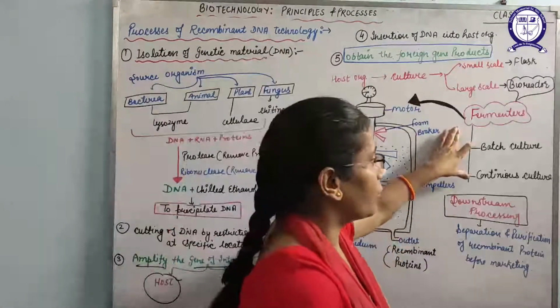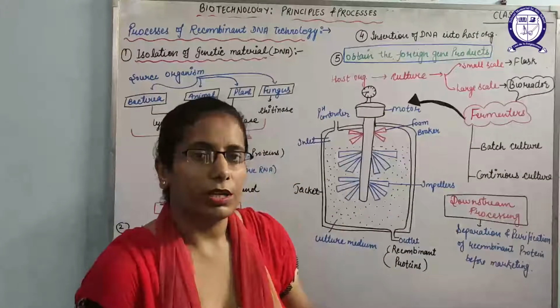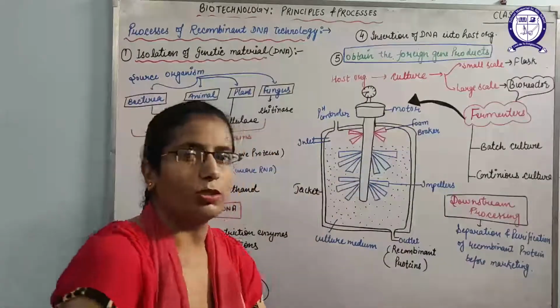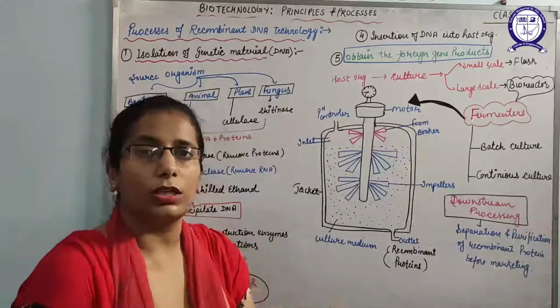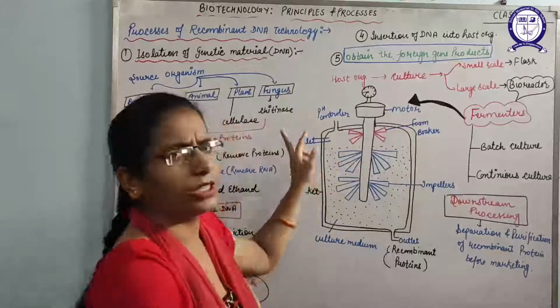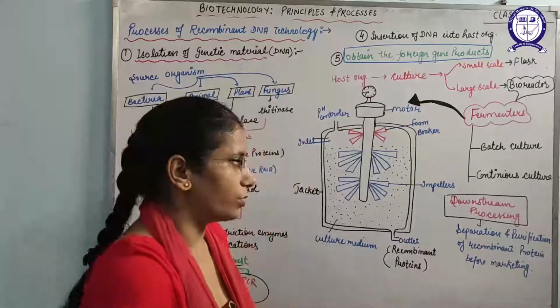But fermenters are also of two types. We can do the batch culture or the continuous culture. In batch culture we add the medium at once and then take out the protein at once. This is done like the batch culture. But in the continuous culture, we are continuously adding the medium and continuously taking out the material also.